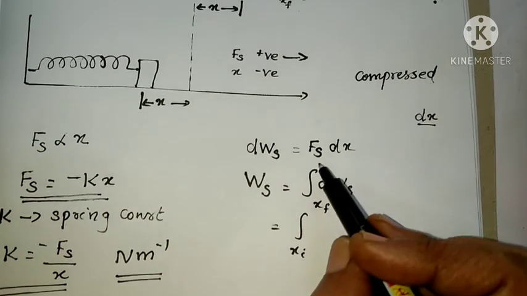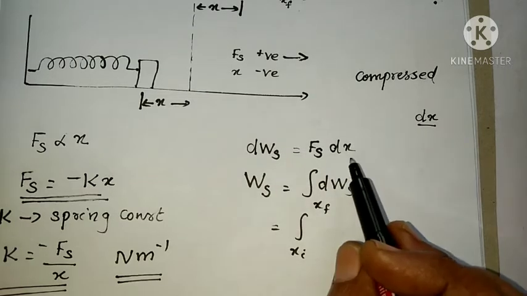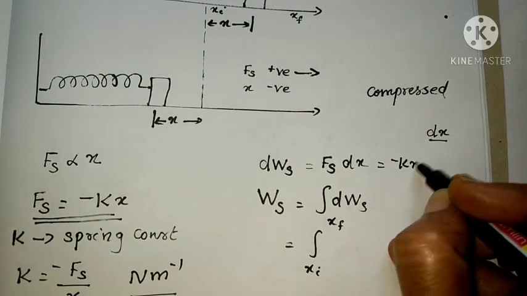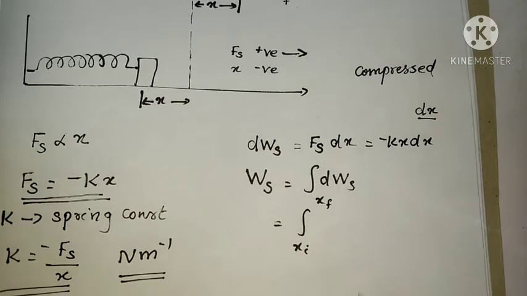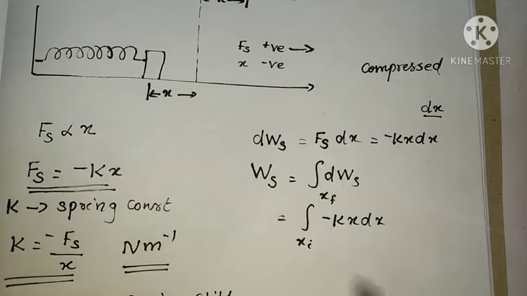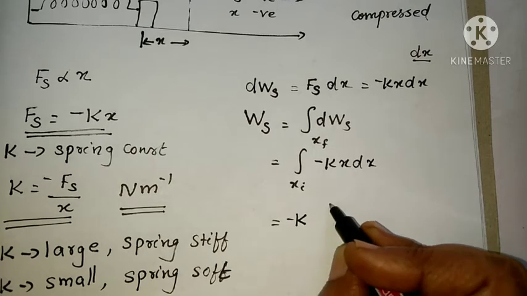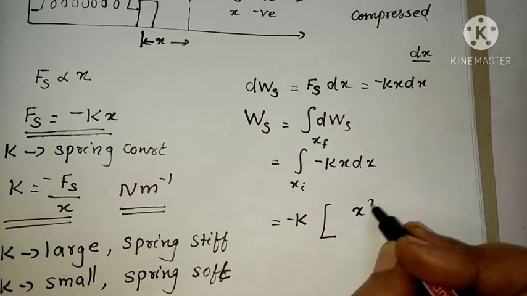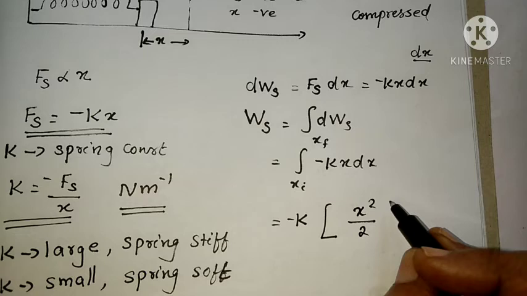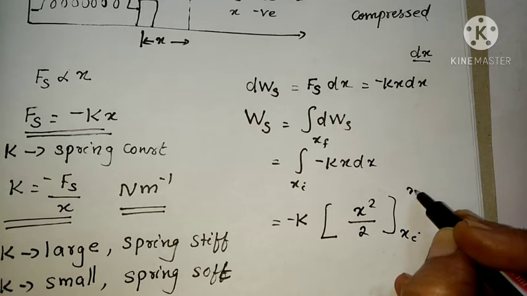So dWs equal to Fs into dx. What is this Fs? Here Fs is minus kx. So we can write here minus kx into dx. Then we can substitute that dWs here, that is minus kx into dx. Clear? Then we can take the minus k outside. Then we can integrate within the bracket, x square by 2. Integration you already studied in the work done by the variable force. So x square by 2 within the limit xi to xf.